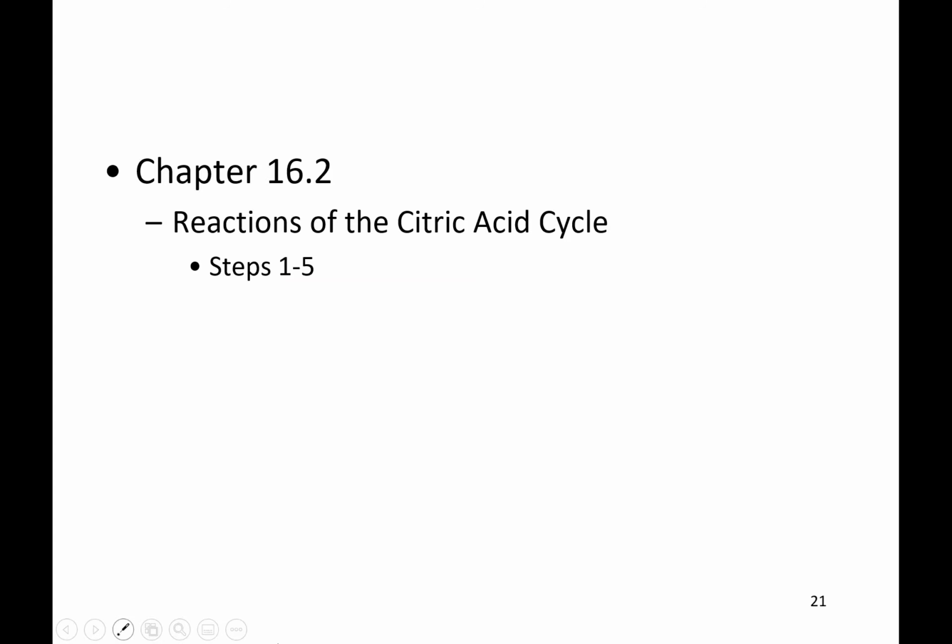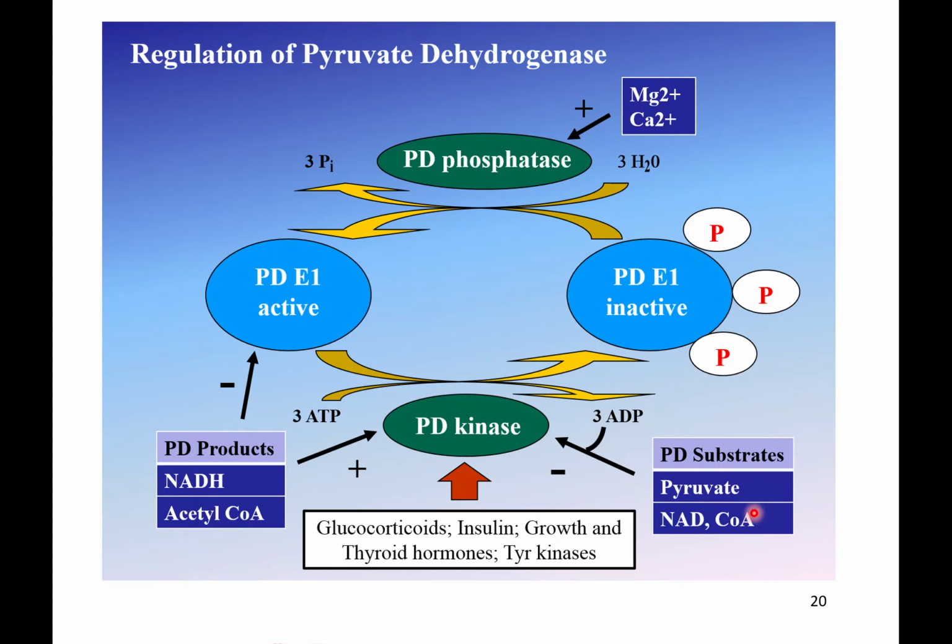Okay, and we'll see that when we talk about the citric acid cycle, this idea of substrate regulation happens a lot in the citric acid cycle. There are no, at least in this class that I know of, allosteric regulators of the citric acid cycle like we saw with glycolysis.